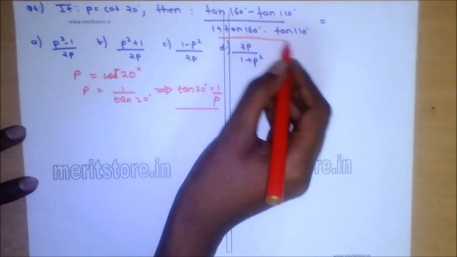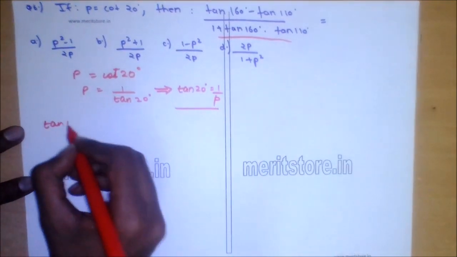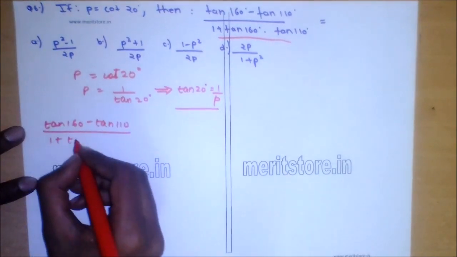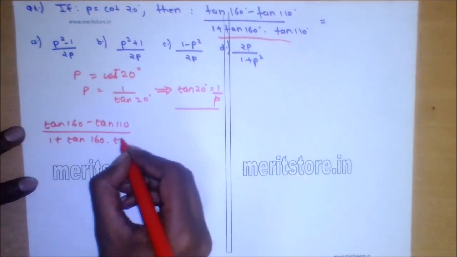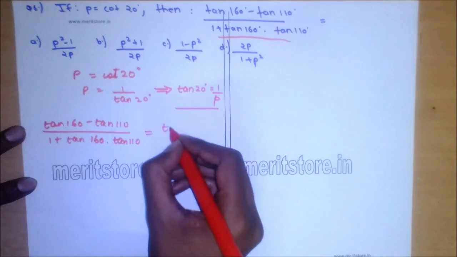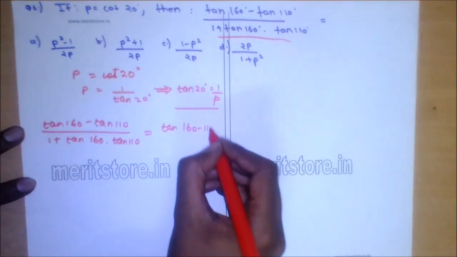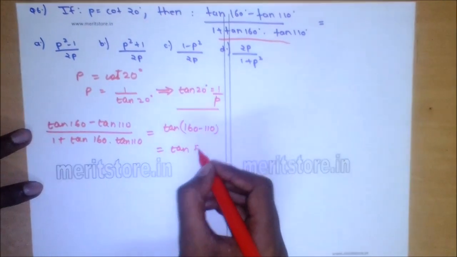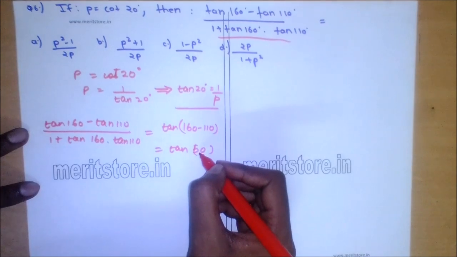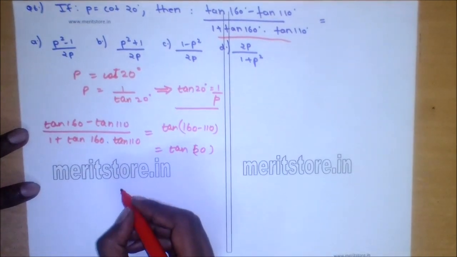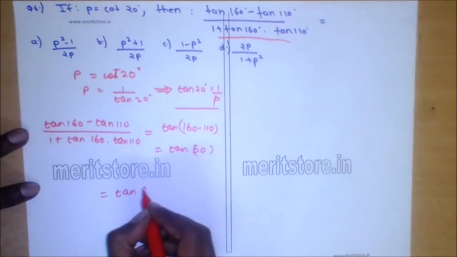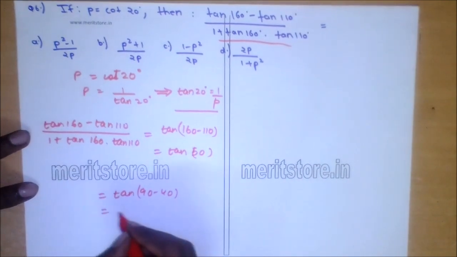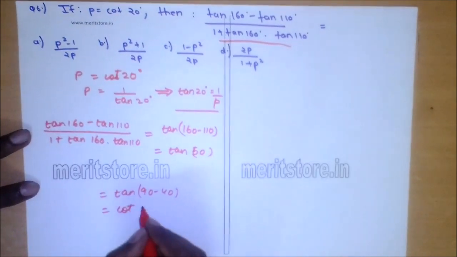Now back to the main equation. We have tan 160 minus tan 110 upon 1 plus tan 160 into tan 110. This is the formula for tan of 160 minus 110. This is equal to tan 50. Now tan 50 can be written as tan of 90 minus 40. But tan of 90 minus theta is cot theta. So tan of 90 minus 40 is cot 40.